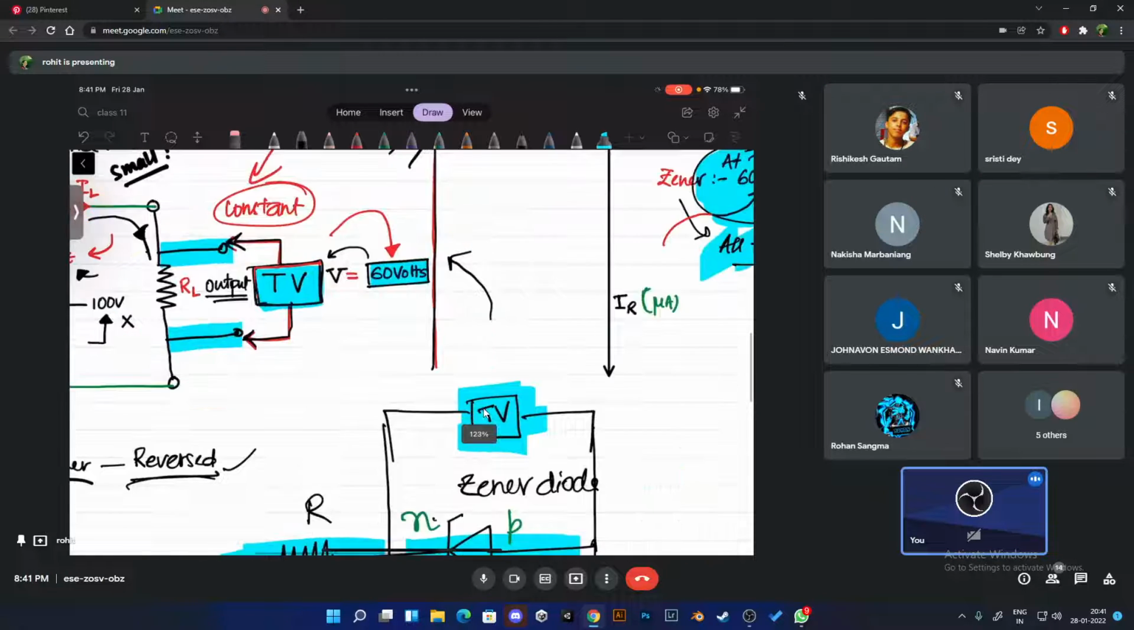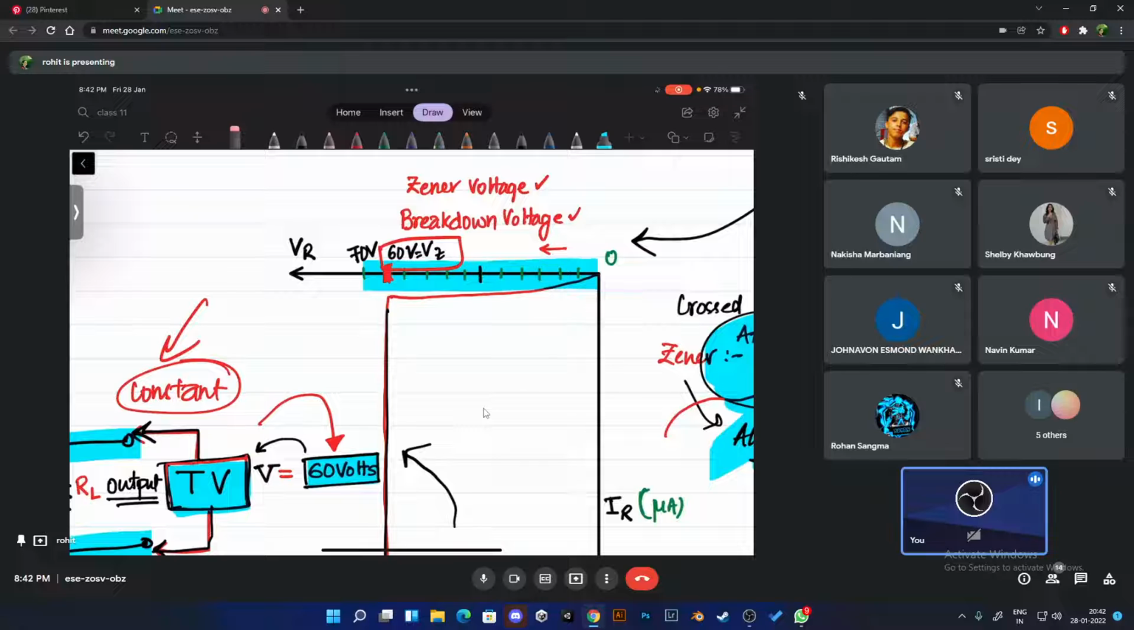Look at the graph for the zener diode. Your zener diode does everything at what voltage? 60 volts in this example. 100 volts has no meaning for your zener diode because it gives all the current at 60 volts. That means your zener diode cannot take more than how much voltage? That's the whole point. It cannot take more than 60 volts. Can you understand now at least?